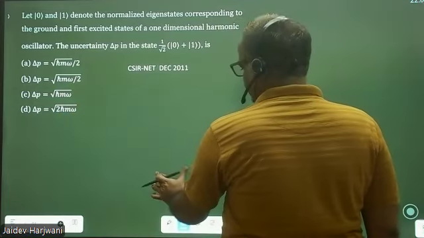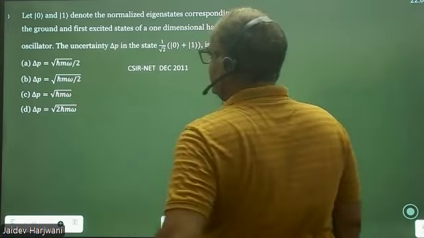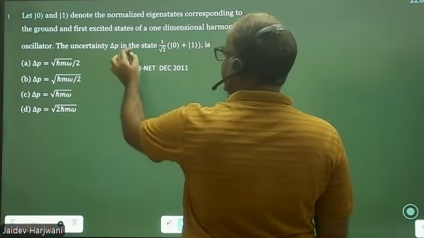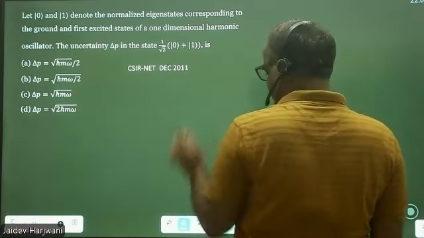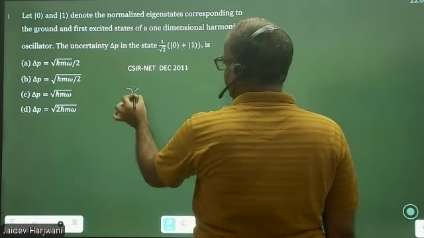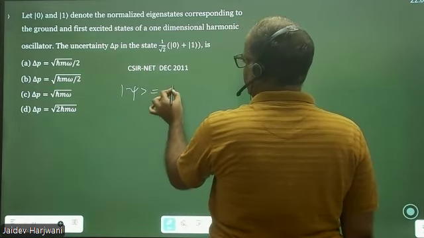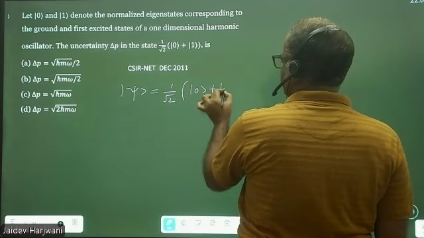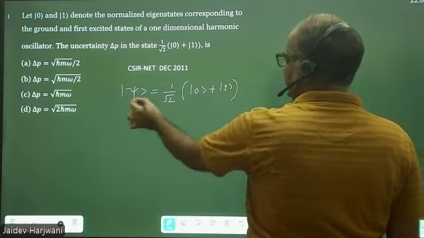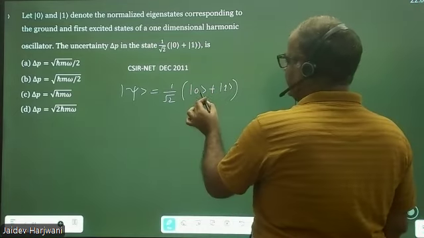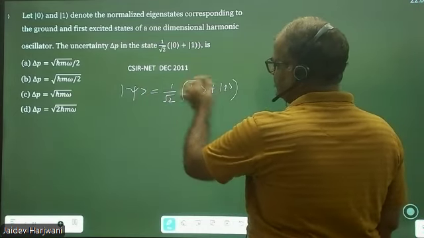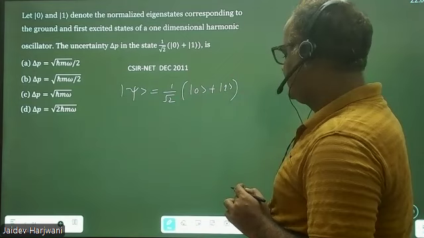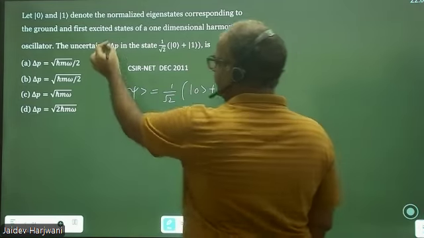So in this problem, you have been given |0> and |1>. They are the normalized eigenstates, and we need to calculate the uncertainty delta P in the state given by this. So you have a state psi equal to 1 upon root 2 (|0> plus |1>), and we need to find the uncertainty in this state. Now this is normalized, and you can also check this psi is normalized: 1/2 plus 1/2 is 1. Now let us calculate the uncertainty in delta P.